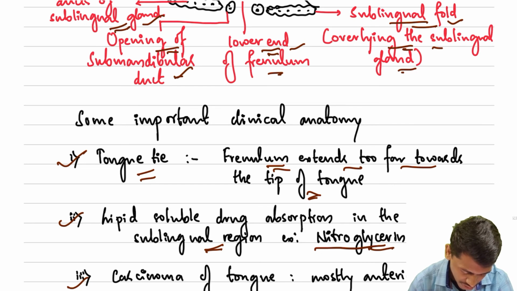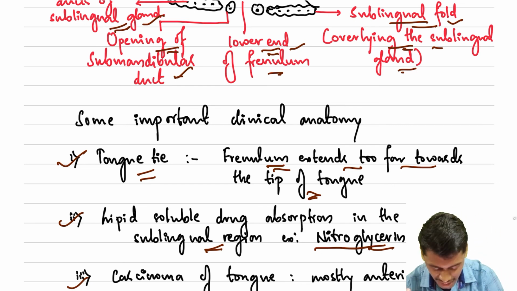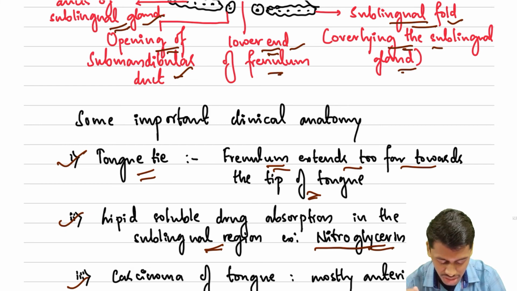Then the third important point is carcinoma of the tongue. Most commonly, carcinoma of the tongue arises in the anterior two-third of the tongue, and most commonly at the lateral margins of the tongue. So this is about some important clinical anatomy that you should know.